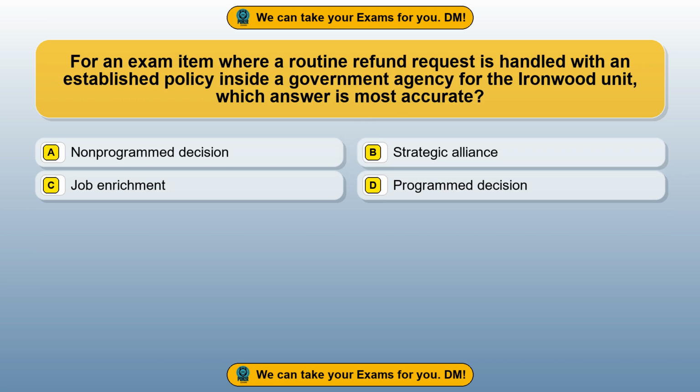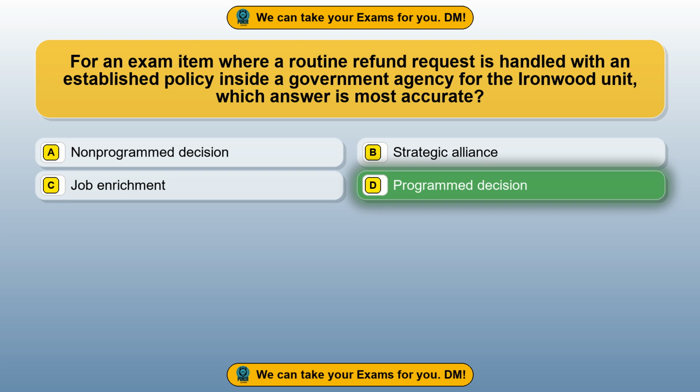Question 100. For an exam item where a routine refund request is handled with an established policy inside a government agency for the Ironwood unit, which answer is most accurate? Option A, non-program decision. Option B, strategic alliance. Option C, job enrichment. Option D, program decision. The correct answer is option D.